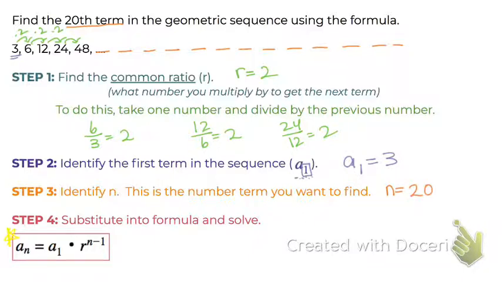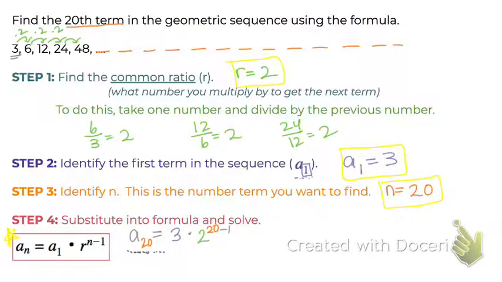So if we substitute these numbers into the formula, let's see what we have. Everywhere there's an r, we're going to put a 2. For A1, we're going to put a 3. And for n, we're going to put a 20. So what this is saying is the 20th term equals this. And we just need to simplify this to see what the 20th term equals.